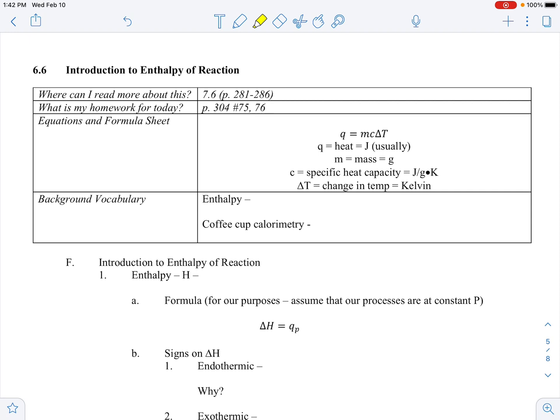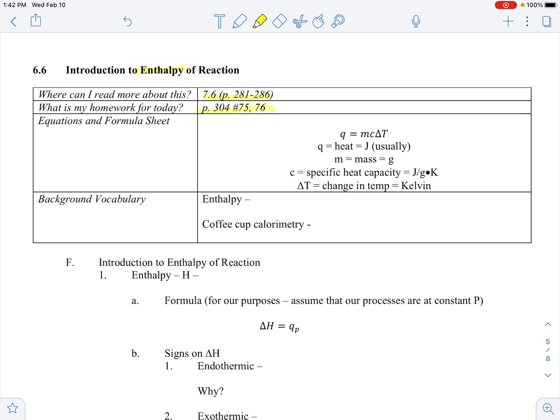This is Introduction to Enthalpy. So we're going to be talking about enthalpy here. You can read about this in 7.6, and we do have two homework problems to do. We still are going to be using Q equals MC delta T, and let's just jump right in.